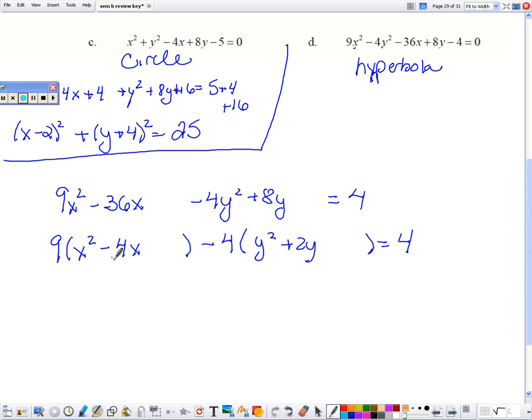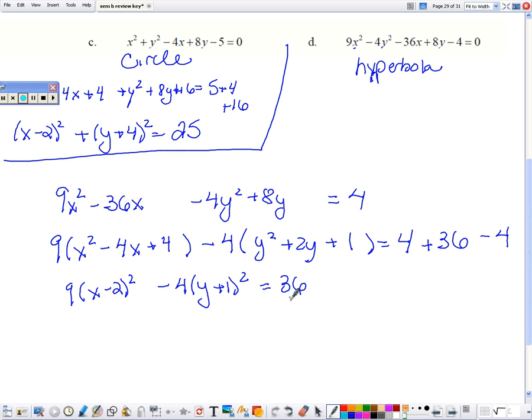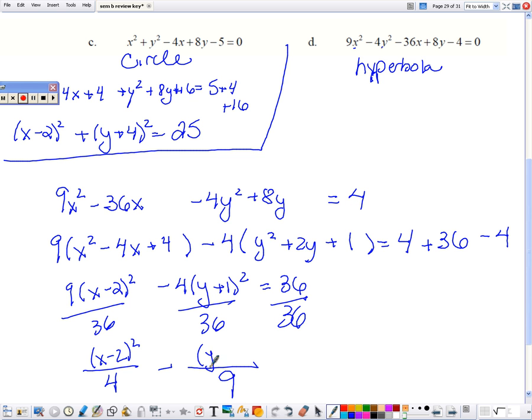So now half of negative 4 is 2, squared is 4. But I can't just add 4 to the other side, I have to do 9 times 4 and add 36. Half of 2 squared is 1. 1 times negative 4 is negative 4. So now, factoring down, I have to divide everything by 36 so that it equals 1. 9 divided by 36 reduces to a fourth. 4 over 36 reduces to a ninth. And there's our hyperbola equation.